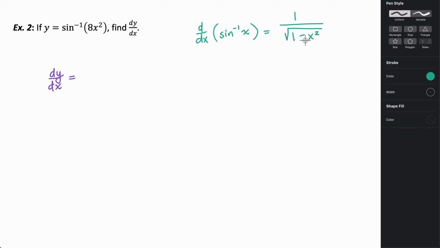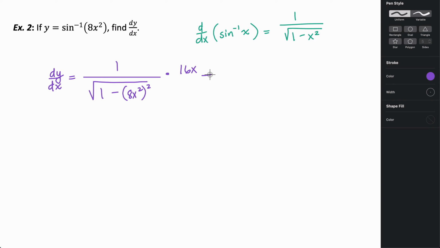But because it's not going to be a simple x, we have to use the chain rule and multiply by the derivative of the inside. So we're going to do that here in this example. So it's going to be 1 over the square root of 1 minus, in place of x, we have 8x squared, that quantity squared, times, since this is not just a simple x, we have to multiply by its derivative. 2 times 8, that's 16, times x to the first power, so that would be that there.